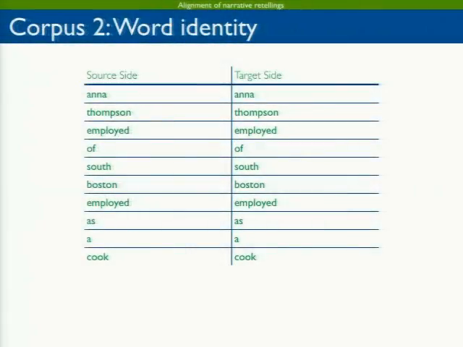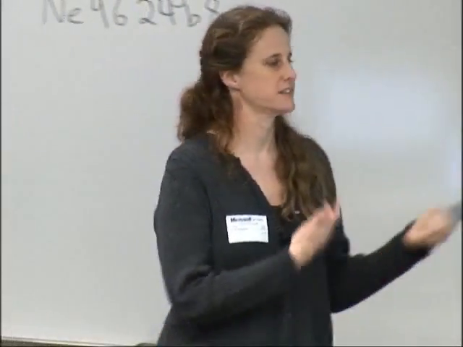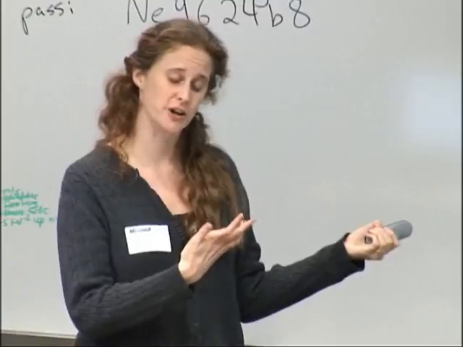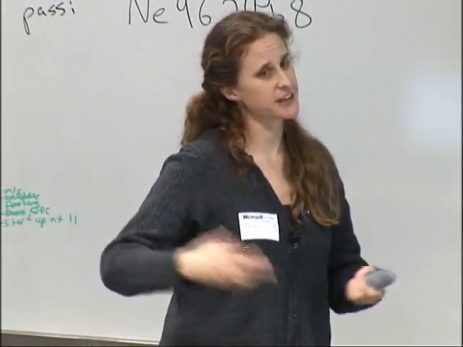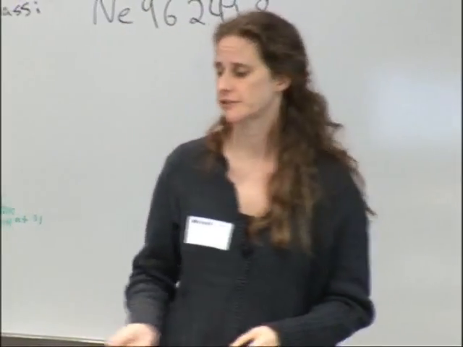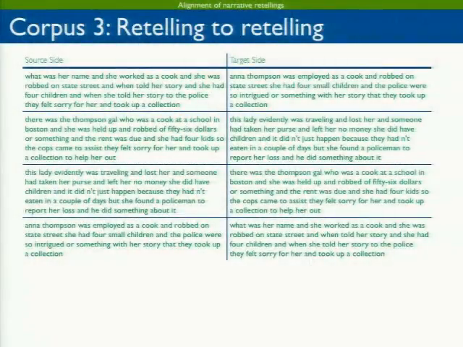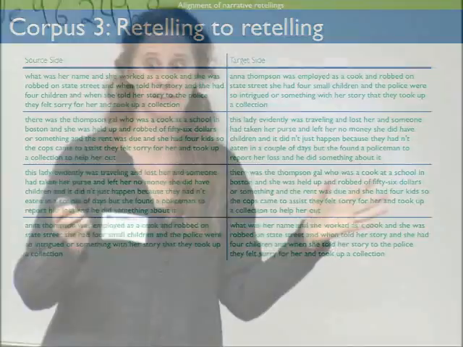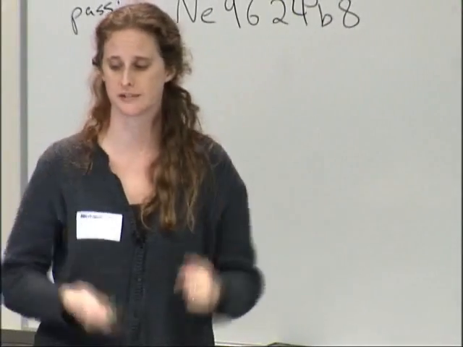Corpus 2 is a word identity corpus, so we're just saying the word cook should align to the word cook. Because we're doing monolingual alignment, this is a good assumption to make. If you see a word on one side and you see the same word on the other side, there is some high probability that they're going to align to each other. The third corpus, the huge corpus, is a retelling to retelling corpus, so every pair of retellings. This is 500 squared, 250,000 lines.